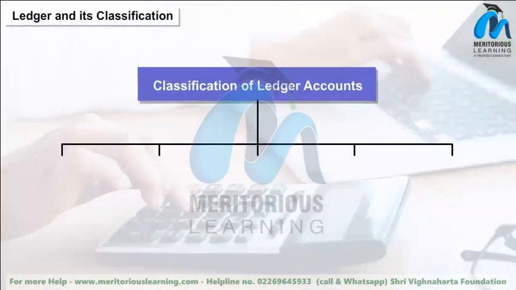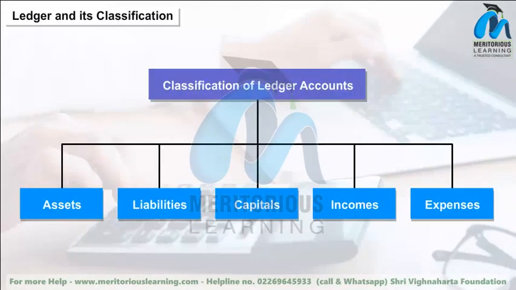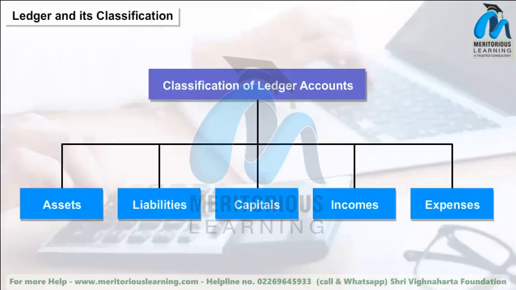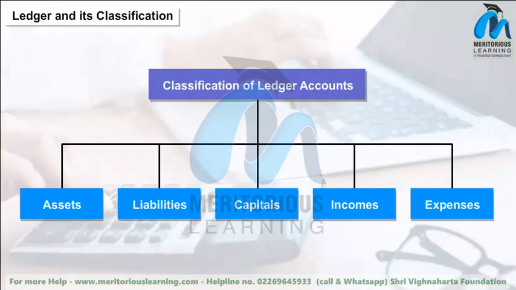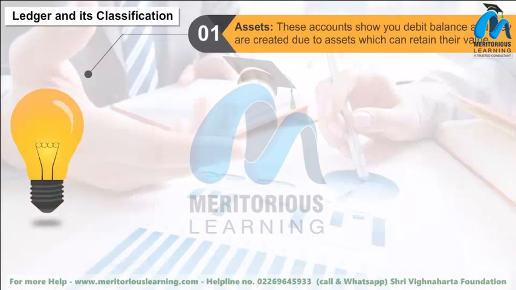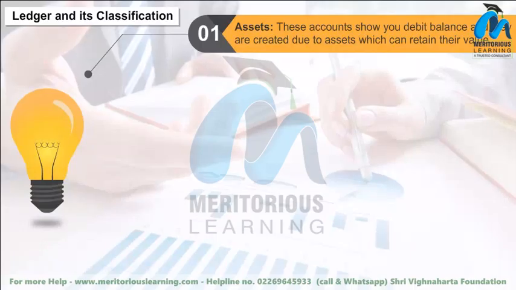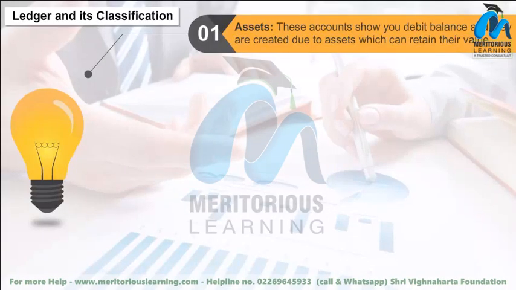There are different types of accounts. Each of them is prepared differently. They are found in the main nominal ledger and support different features. The 5 types of accounts are: 1. Assets. These accounts show a debit balance, and they are created due to assets which can retain their value.